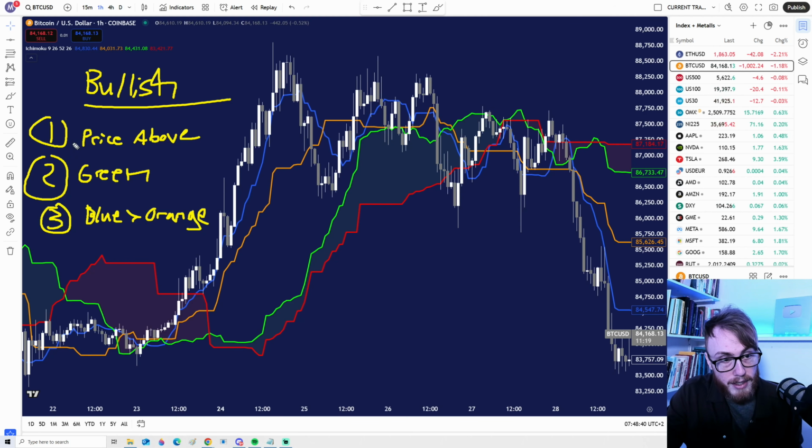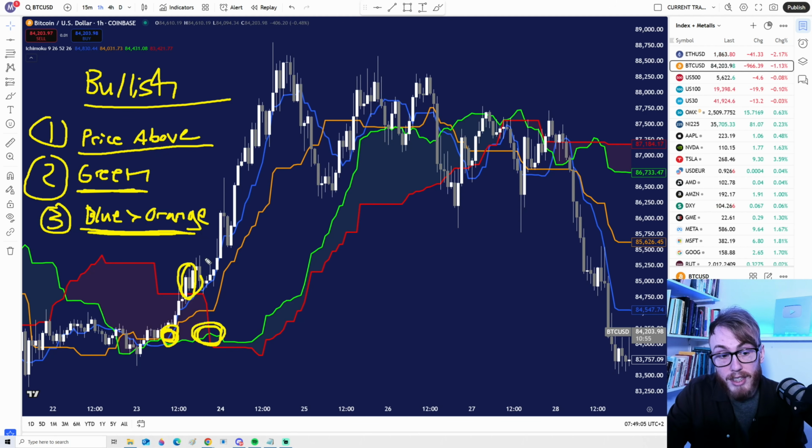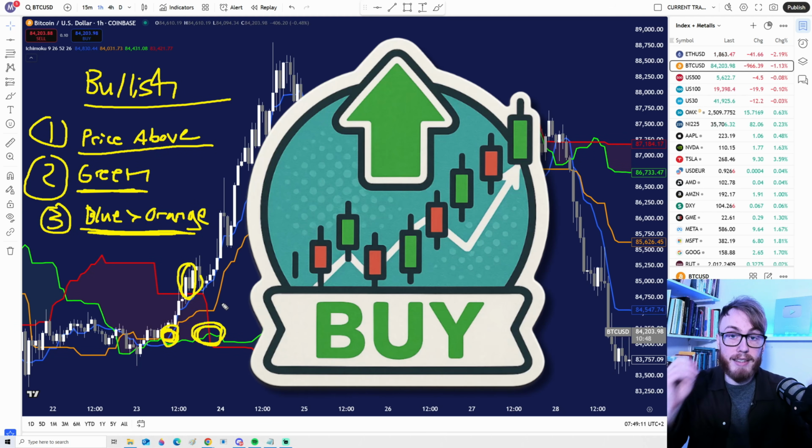So first, price above. And we can see that when the price goes above the cloud right here, that is a first bullish signal. The second bullish signal happens when it turns green. So that is at this point right here. And the third, where blue is above orange, happens already down here. So after all of this happens, we actually have 3 bullish signals happening at the same time, and that can act as our buy signal.